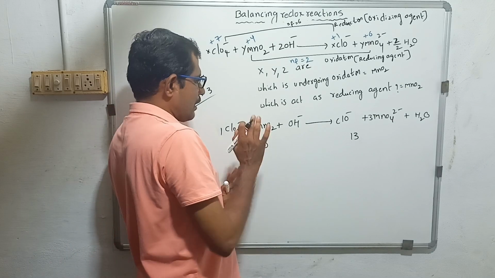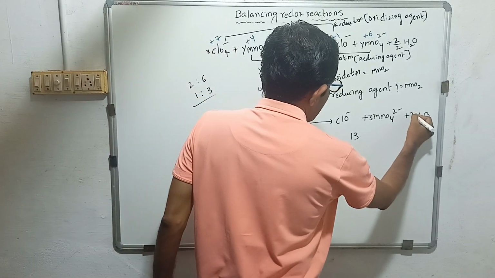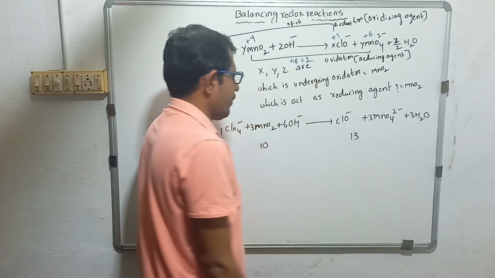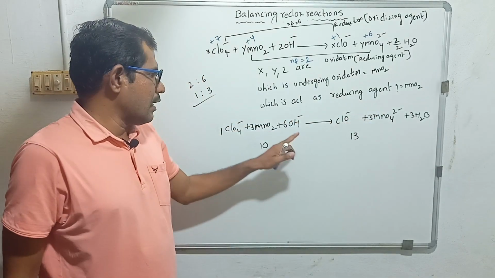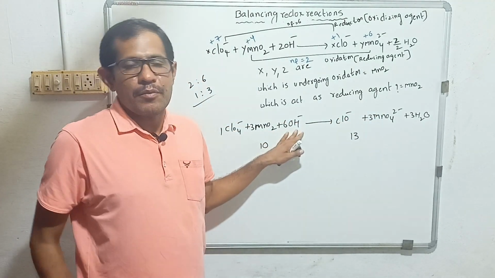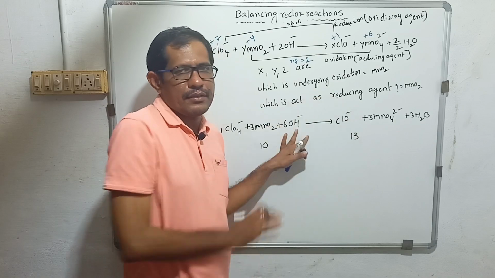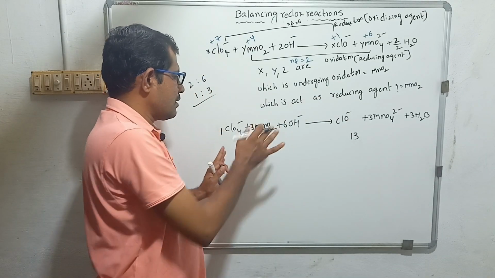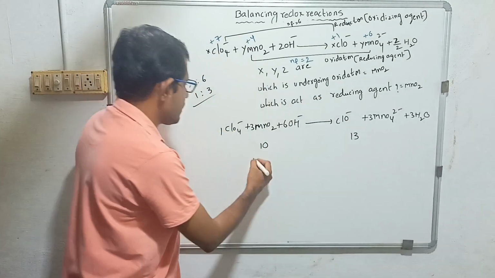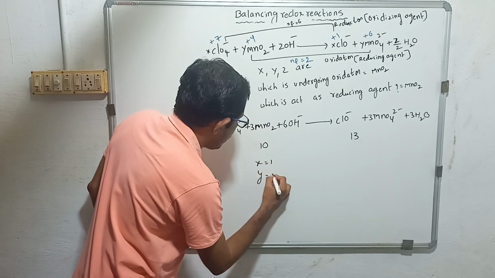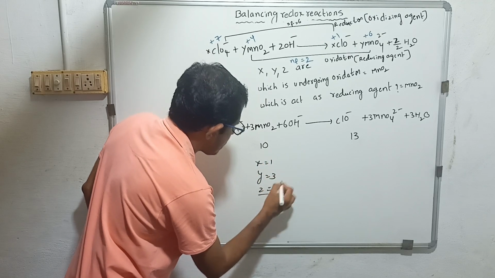So what I will take here is 3H2O, and I will put 6OH minus over here. Based on the options, you need to select here. These are fixed: 1, 3, 6. So what are the coefficients? X equal to 1, Y equal to 3, Z equal to 6.